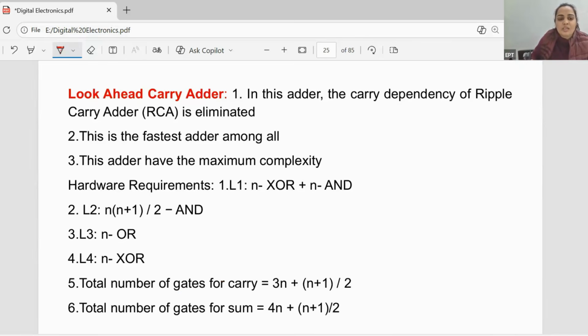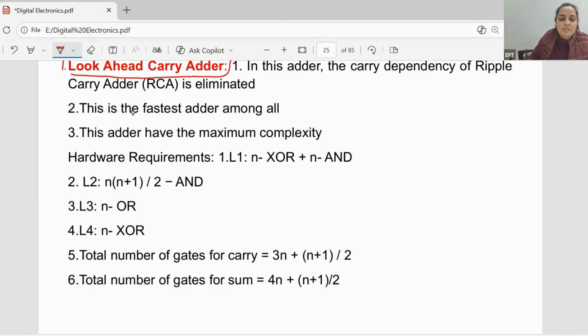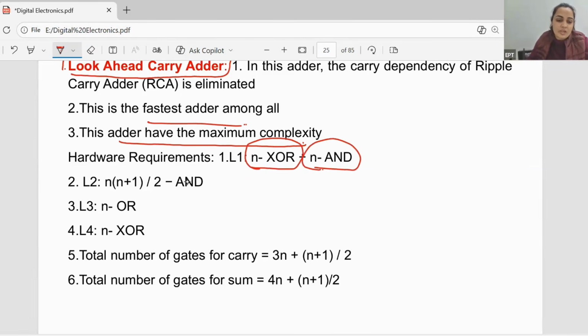Next one is look ahead carry adder. This is very important. Okay, this is the fastest one. Adders have maximum complexity. Obviously, complexity will be different because we are separately generating carry now. Okay, so n number of XOR gates required, n number of AND gates required.